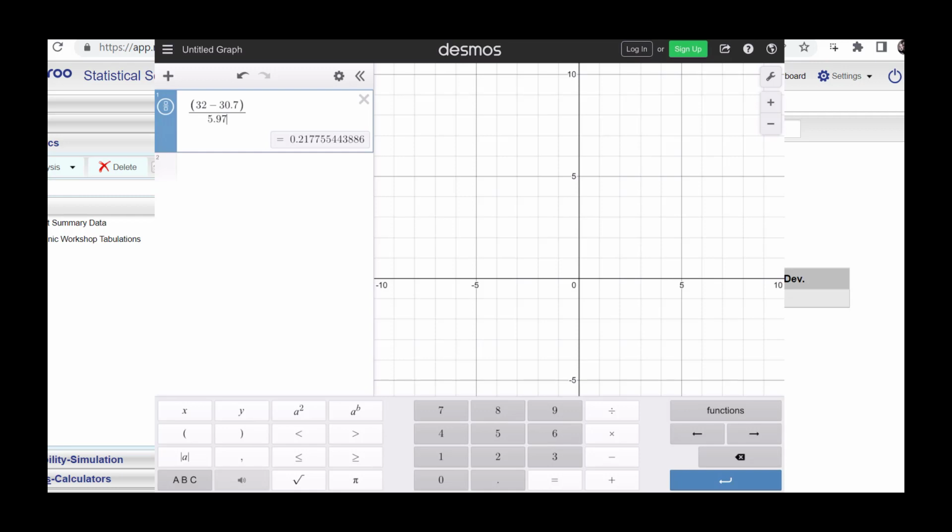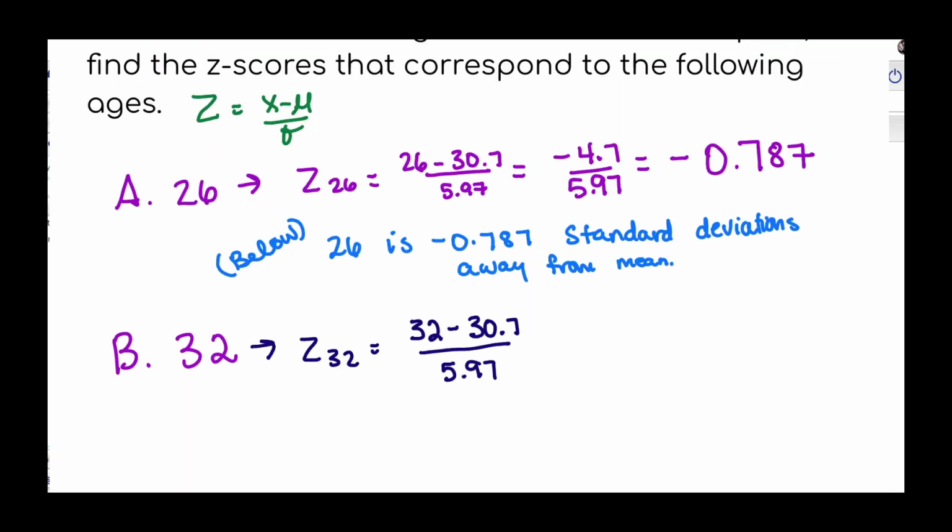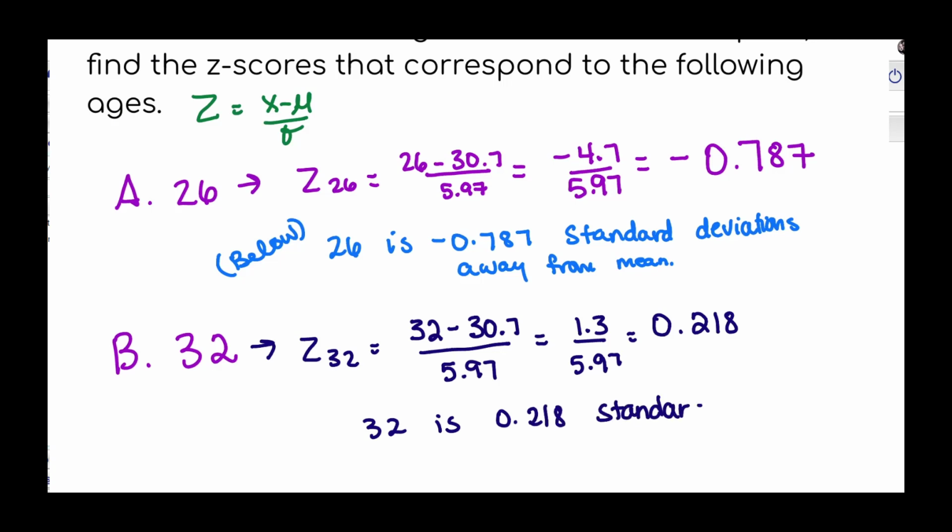0.218. So I'm going to write that out on the other screen here. And this would be 1.3 on top divided by 5.97 in the denominator, and that's 0.218. That's positive, so it's above the mean. So that means that 32 is 0.218 standard deviations above the mean.